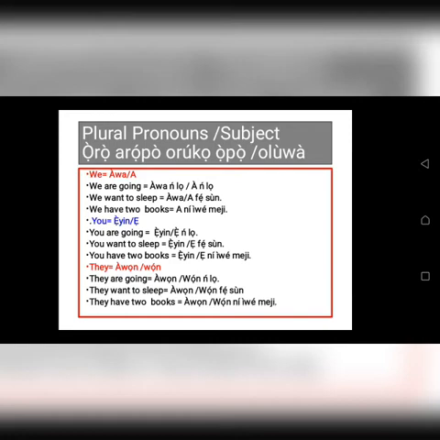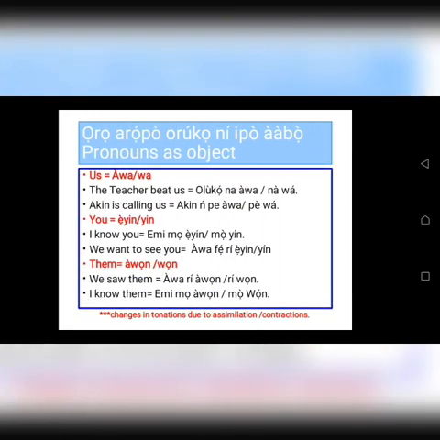We, àwa, or a, the first letter. Àwa ń lọ, we are going. À ń lọ, it's the same thing. You are going, ẹ̀ ń lọ. They are going, wọ́n ń lọ. Is that clear? Okay. We also have more examples of a plural pronoun as object. Don't forget they are just three. We have us, you, them.